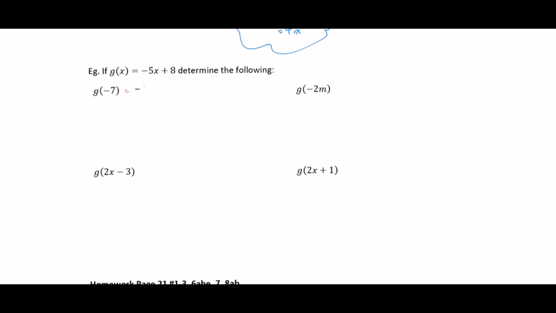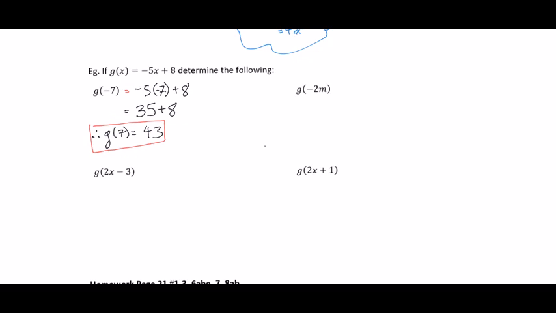Well, that's -5, and I look for negatives wherever x is, I replace with a bracketed -7, and then plus 8. So -5 times -7 is going to be positive 35 plus 8, and so therefore g of -7 is equal to 43. You'll notice that I don't tend to put anything on the left side after I've stated what I'm doing for my equation set. I go to the very end, and when I'm at the very end, I state my final answer.